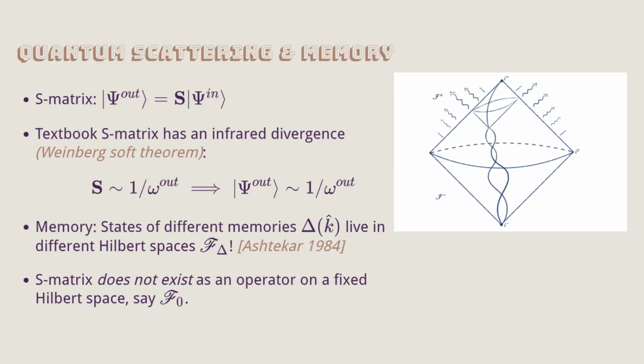Yeah, so typically when you talk about super selection sectors, it means that there is no process you can do that will take you from one to the other. But here, the memory effect is measurable. So what does it mean to have these different Hilbert spaces?